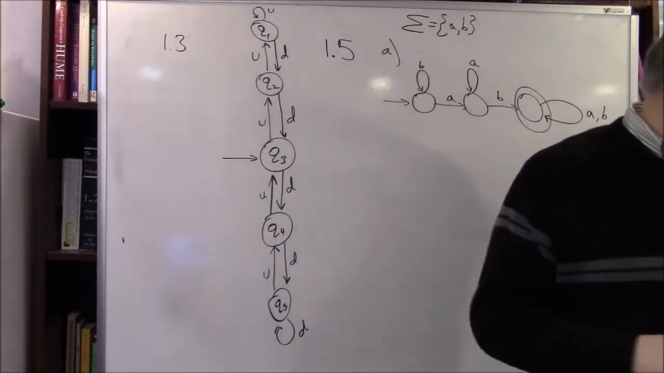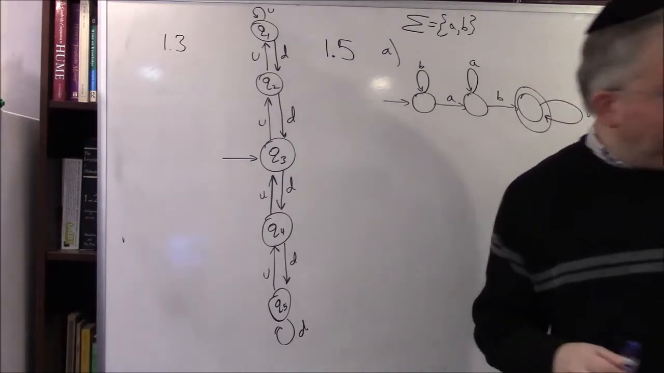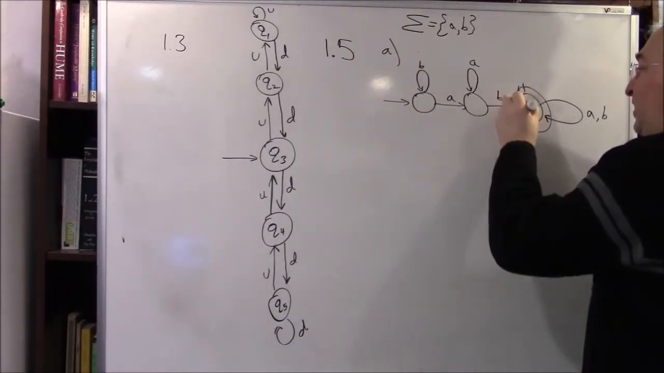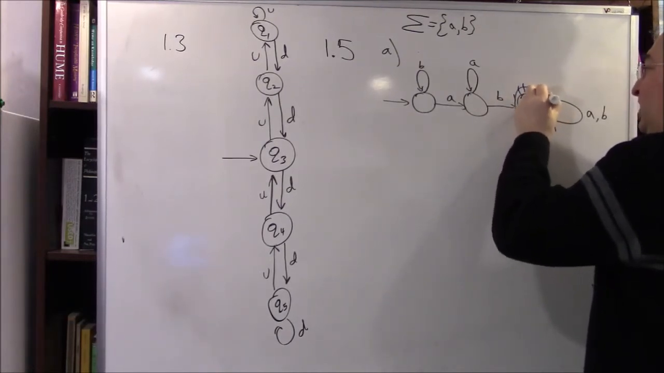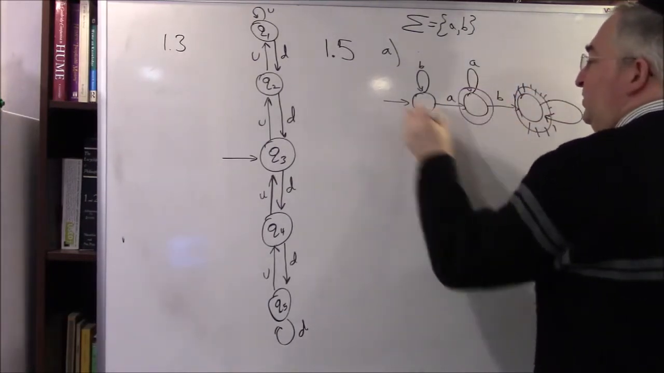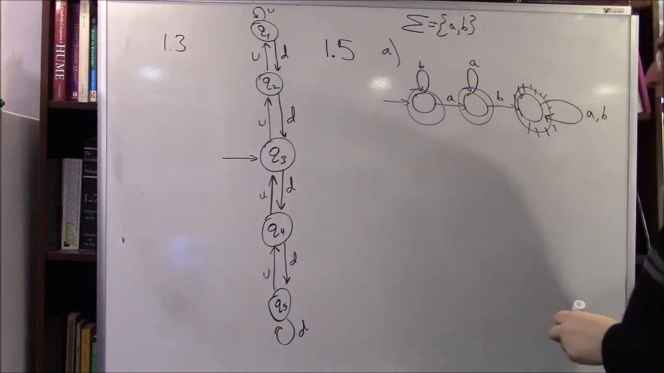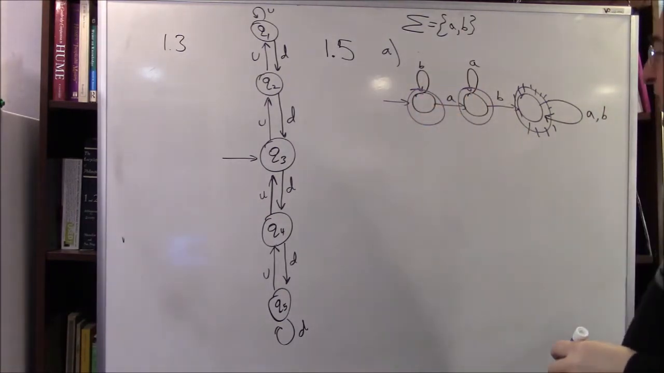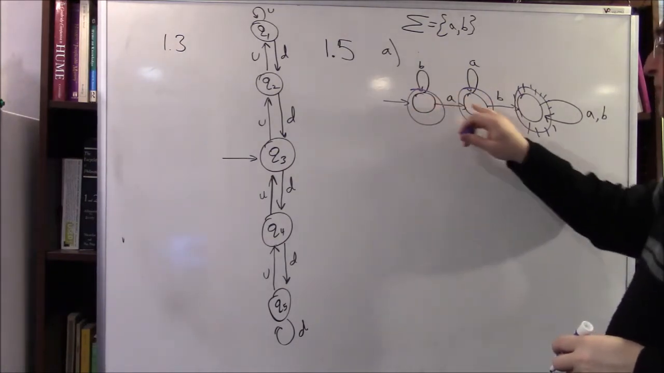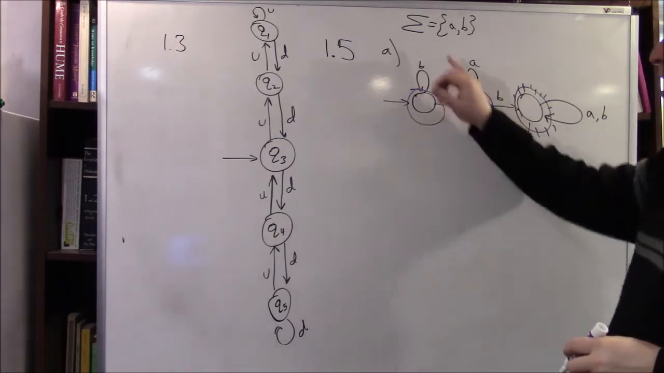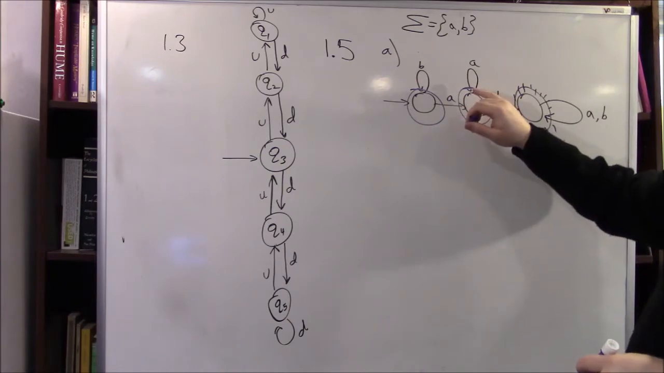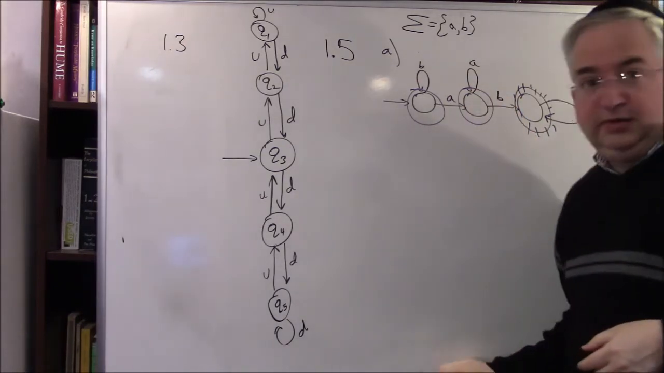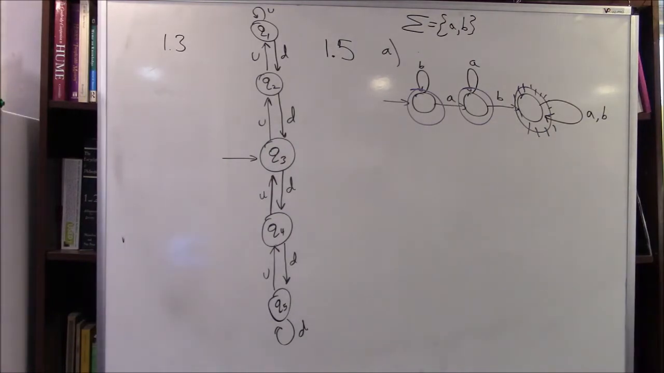But what do we want? We want those strings that do not contain an AB. So what we have to do is make this not an accepting state, and this an accepting state, and this an accepting state. So the empty word is going to be accepted, a bunch of B's are going to be accepted, a bunch of B's followed by an A is going to be accepted, a bunch of B's followed by a series of A's is going to be accepted, but not more. Okay? Let's do the next one.